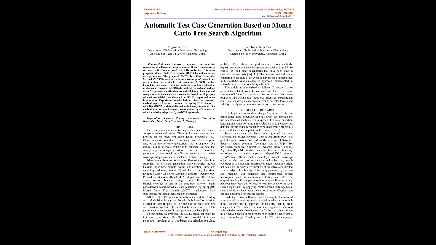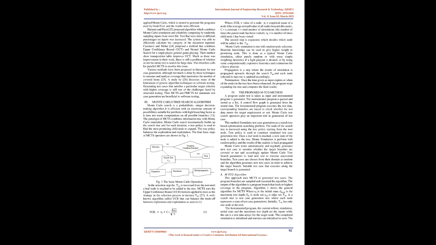This article is summarized as follows. In section 2 we present the related work. In section 3 we discuss the basic structure of Monte Carlo Tree Search. Section 4 describes the proposed M-TCG method. Section 5 discusses experimental configuration, design, experimental results, and also threats to validity. Lastly, we present our conclusion in section 6.